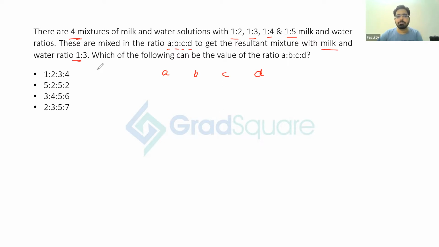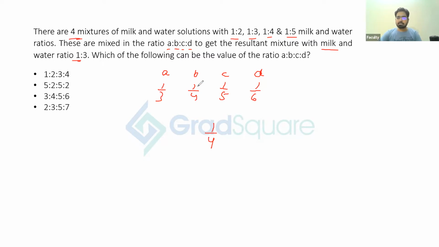So the final ratio of milk and water is 1:3. So the final strength will be 1/4, right? What is the strength in the solution that I've taken as quantity A? That's going to be 1/3. This is going to be 1/4. This is going to be 1/5. And this is going to be 1/6. Which of the following can be the values of A is to B is to C is to D?